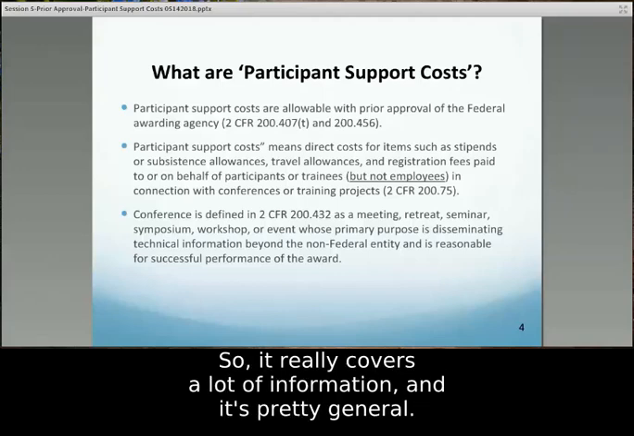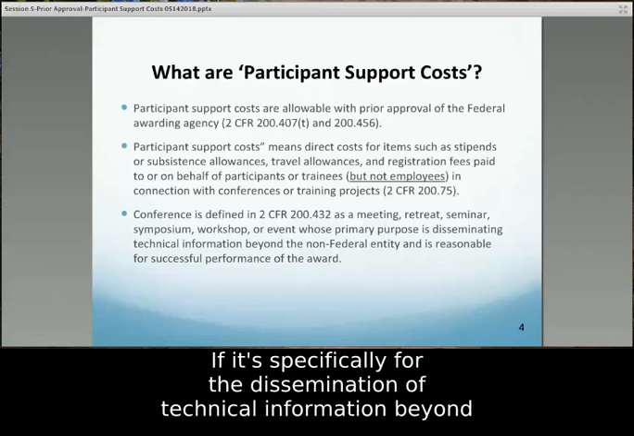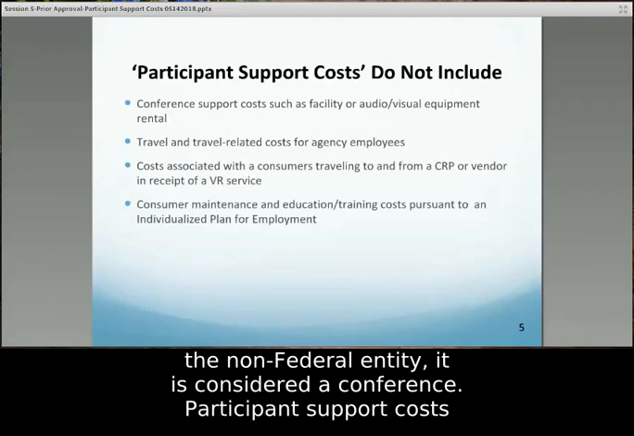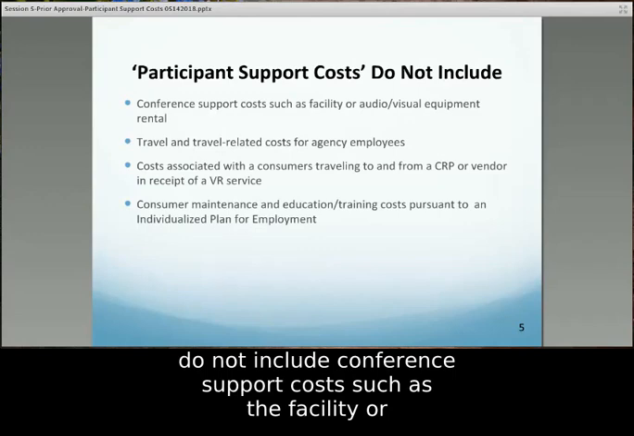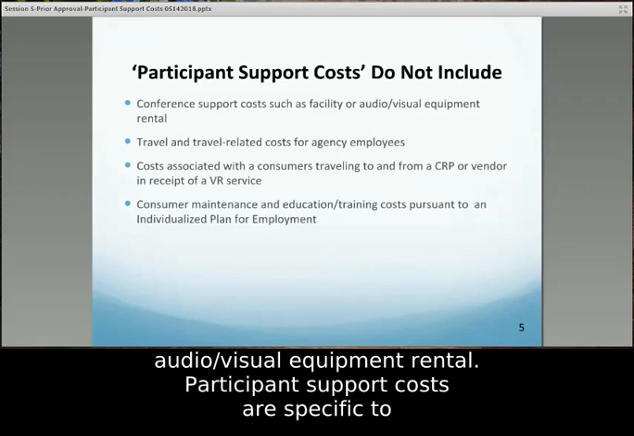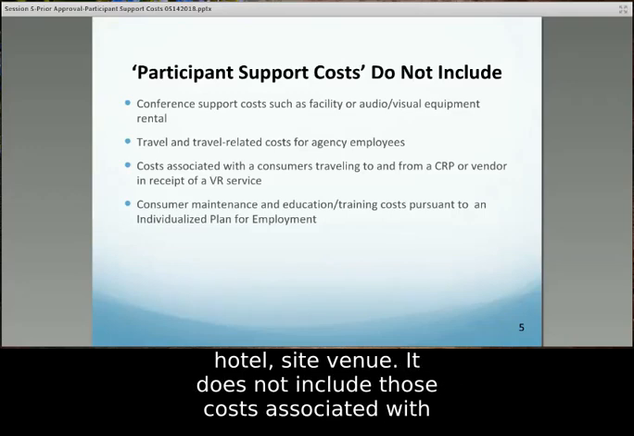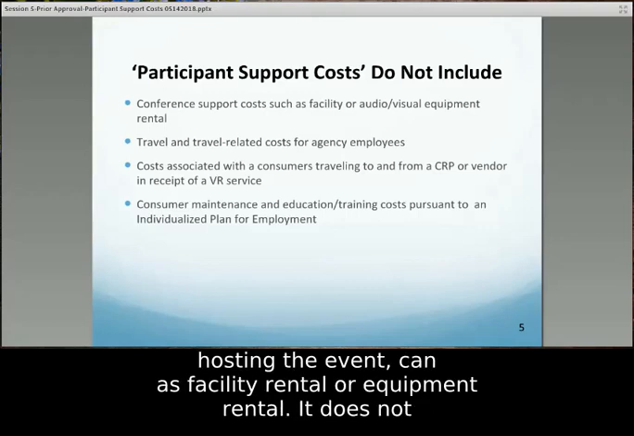So it really covers a lot of information and it's pretty general. If it's specifically for the dissemination of technical information beyond the non-federal entity, it is considered a conference. Participant support costs do not include conference support costs, such as the facility or audio-visual equipment rental. Participant support costs are specific to the costs associated with attending the event, such as the travel, hotel, stipend. It does not include those costs associated with hosting the event, such as facility rental or equipment rental.